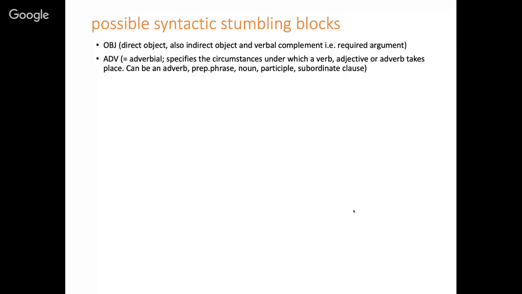And the other thing is the ADV, adverbial. It specifies the circumstances under which a verb or an adjective or adverb takes place. An adverb can be an adverb. It can also be a prepositional phrase, a noun, a participle, or a subordinate clause. So these are the things that people are most often confused with, but you get used to it quite soon.